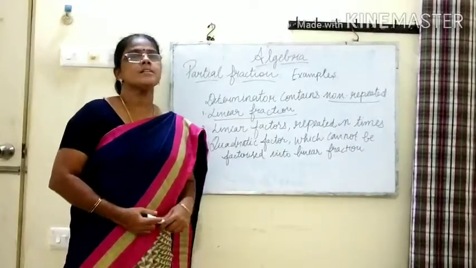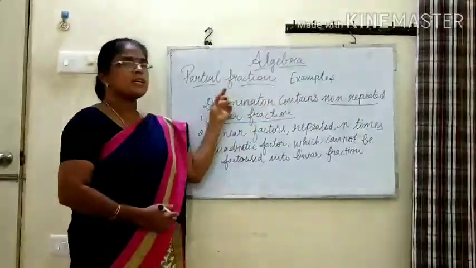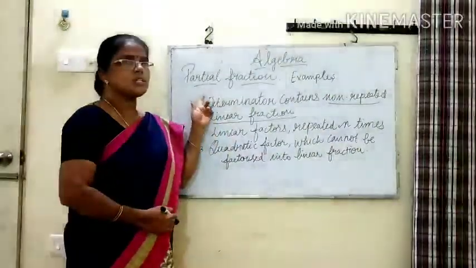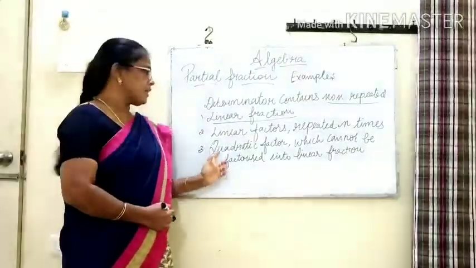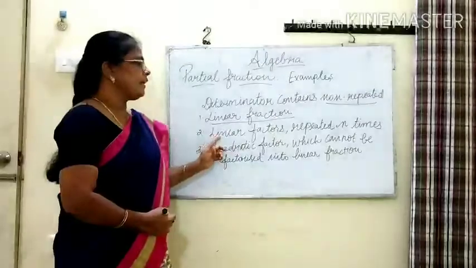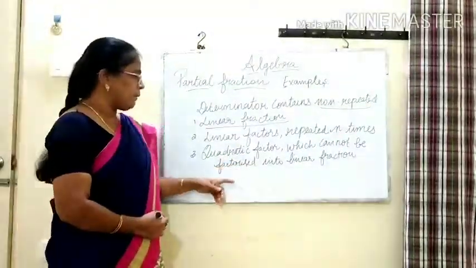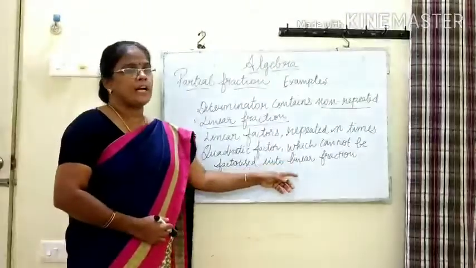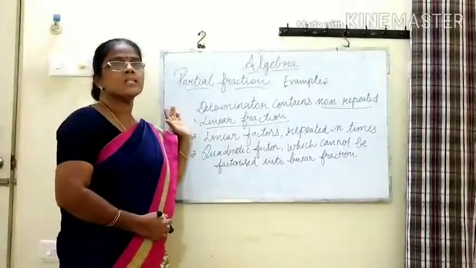Good afternoon, students. In the morning class, we saw the example sums in exercise 2.1, that is, partial fractions. In that we saw all the methods: linear factors which are non-repeated, linear factors repeated n times, and quadratic factors which cannot be factorized into linear factors. In the same way, we have to see exercise 2.1 now.